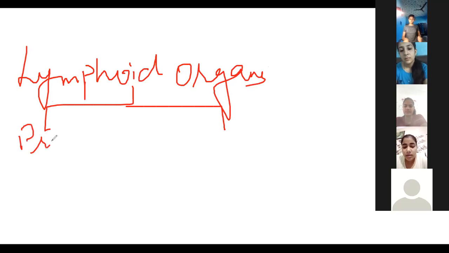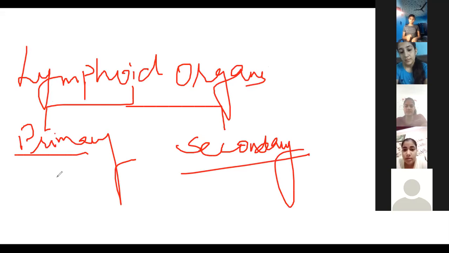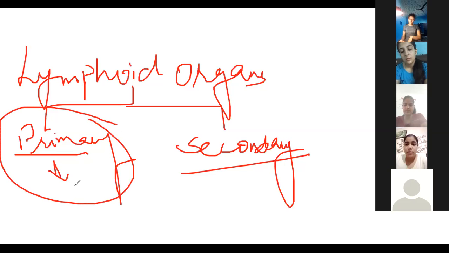Primary and secondary. What is the basic difference between these two? Primary are the organs where the cells are formed and mature, and secondary are where their proliferation takes place. Right. Manisha, can you give an example of primary?